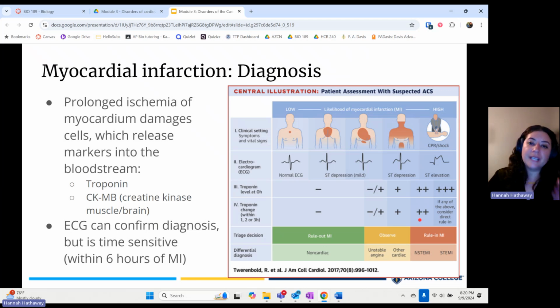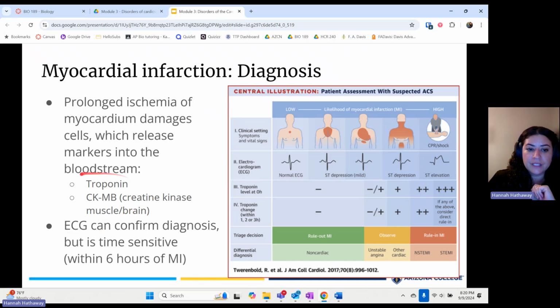Okay, so how do you diagnose a myocardial infarction versus angina? Both are chest pain, right? So how do you know if they're having a heart attack, if they're having a myocardial infarction? The biggest thing you're going to use is if it's an infarction, part of the heart has died, right? Some of that tissue is dead. So you're going to be able to see that. You can see it in two ways.